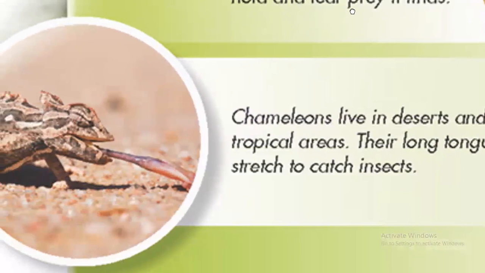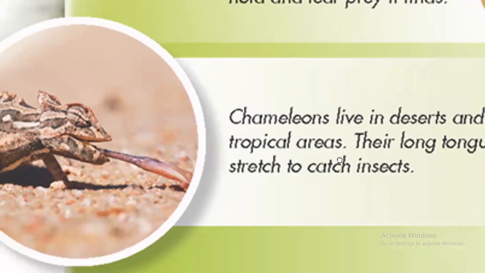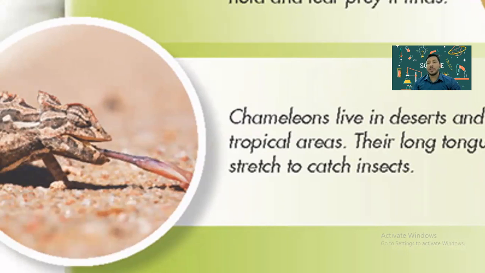Chameleon. The chameleon is the most familiar one of those, I think. The chameleon lives in deserts and in tropical areas. Its long tongue can stretch to catch insects. In fact, that's not the only adaptation they have.